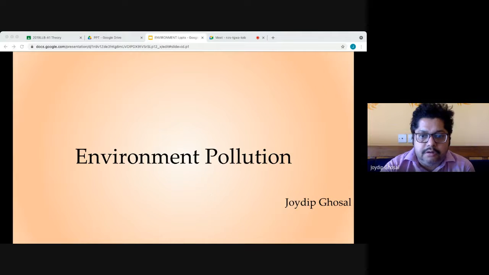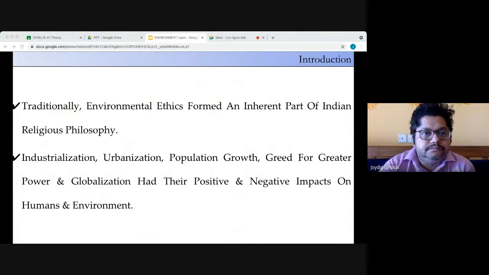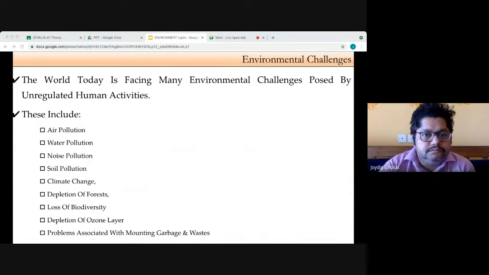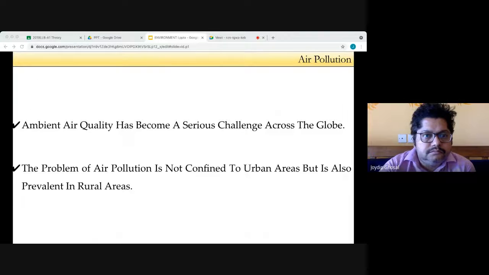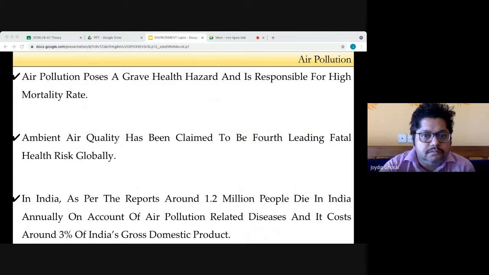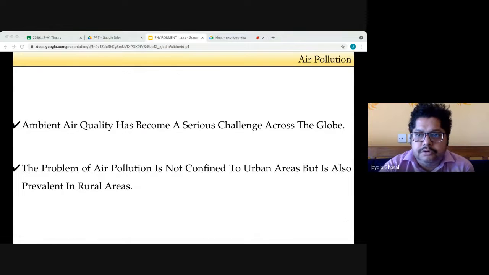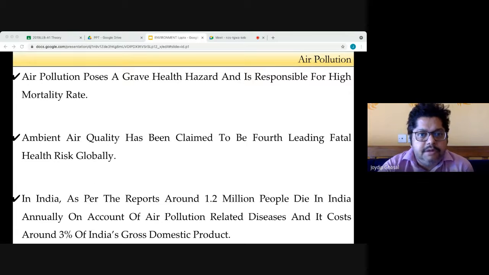Actually, I have already started. Air pollution, up to that much we have covered. What are the reasons for air pollution that we have covered? Now we need to go from slide number 5.